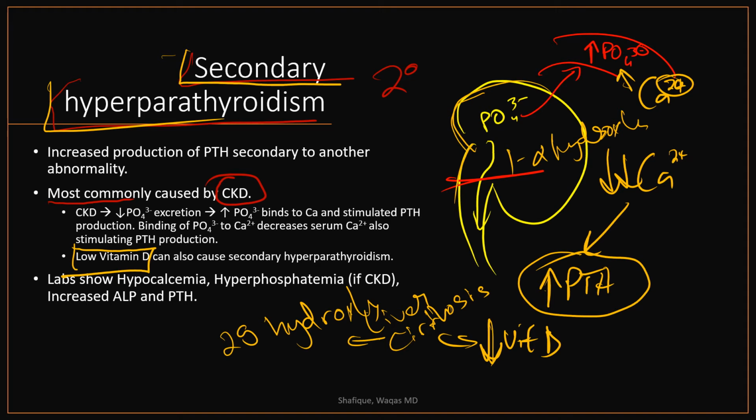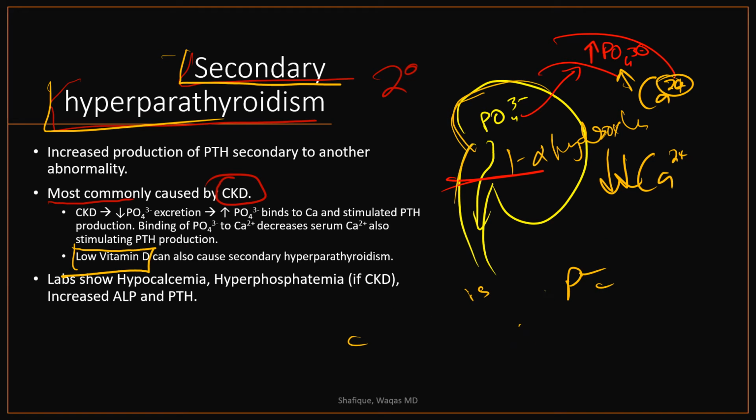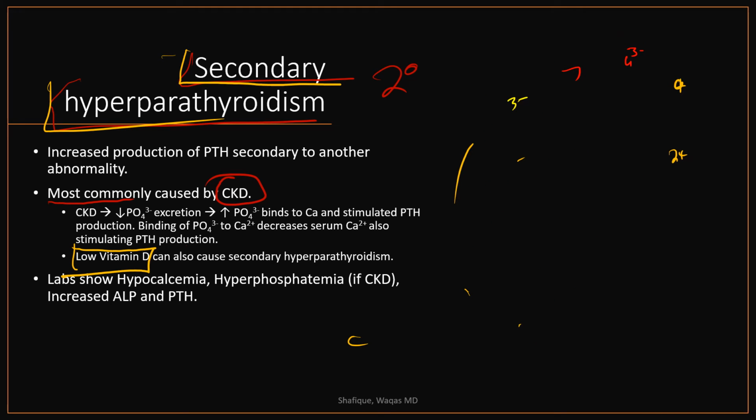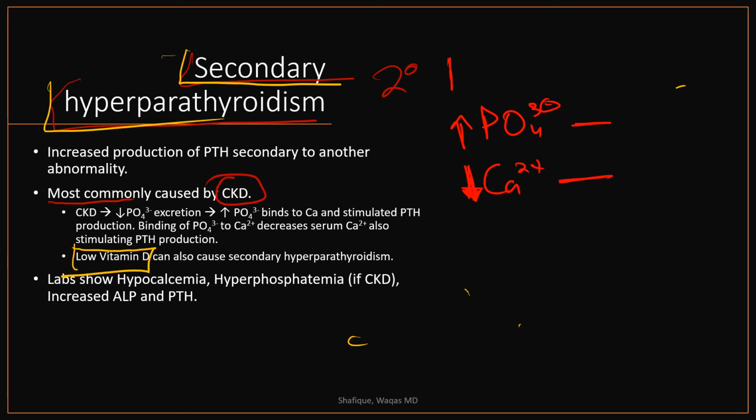Okay, so what will labs show in secondary hyperparathyroidism? Well, it's most commonly due to chronic kidney disease. And in chronic kidney disease, you have decreased calcium due to increased phosphate in your blood, right? So increased phosphate binds to the calcium, right? That decreases the ionized calcium, causing increased PTH.